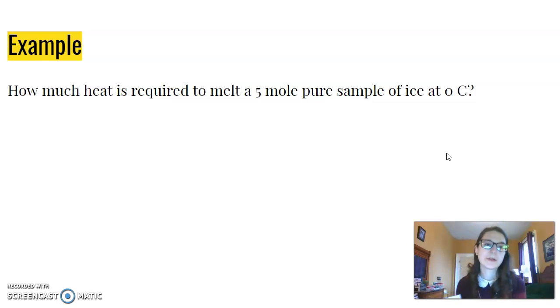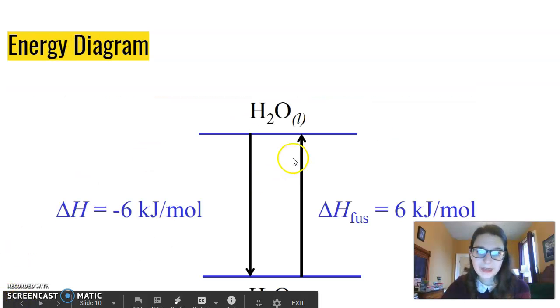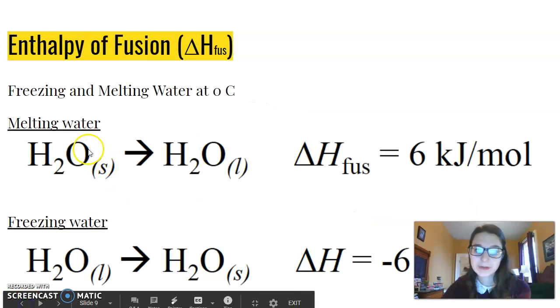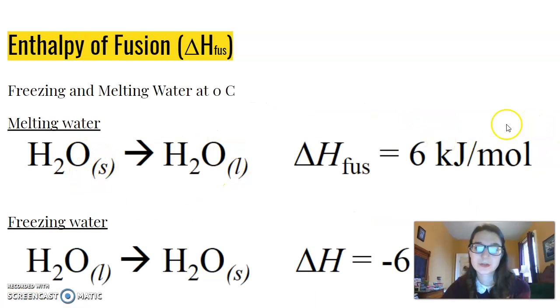So here we have an example. How much heat is required to melt a 5 mole pure sample of ice at 0 Celsius? Remember that the unit we're looking for, how much heat, is going to be in joules or kilojoules. And the enthalpy of fusion for water is 6 kilojoules per mole. Going from solid to liquid, it's going to be 6 kilojoules per mole. We're not interested in kilojoules per mole. Our final answer is going to be in kilojoules.